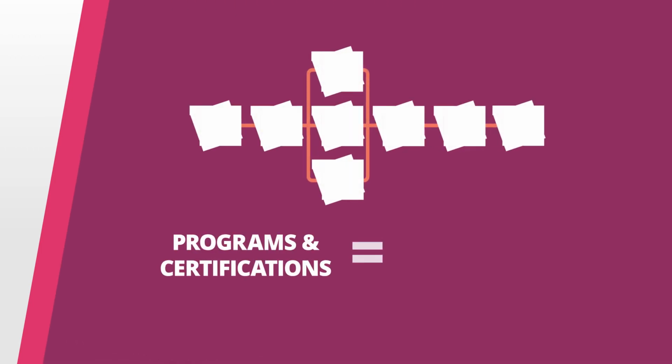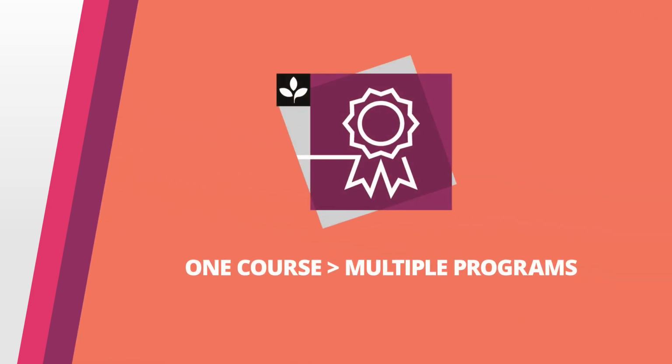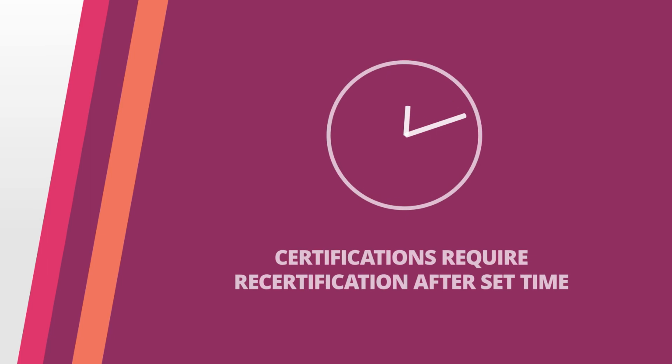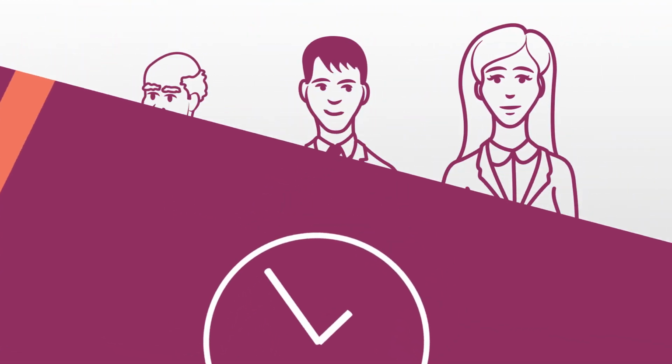So, what do you need to remember about programs and certifications? They are a sequence of courses with a set or flexible path through them. They use existing courses in your course catalogue, allowing the same course to be used in multiple programs. And certifications are programs that expire and allow you to determine a recertification path and set a time limit for doing this. Simple.